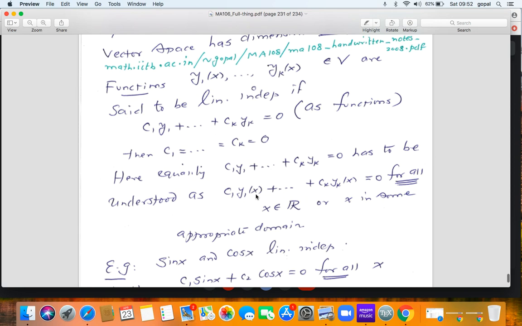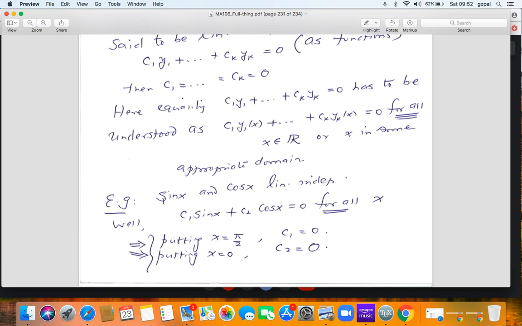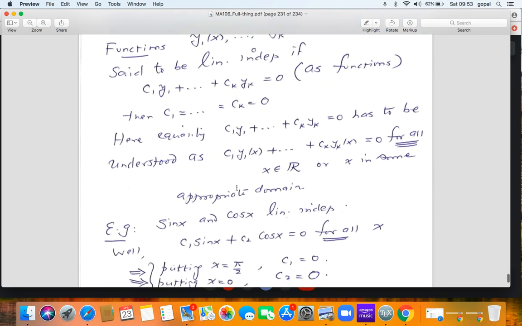That is, c1 y1(x) plus ... plus ck yk(x) is 0 for all x in R, for all elements in the domain. So for example, sin x and cos x are linearly independent, because if you stipulate c1 sin x plus c2 cos x is 0 for all x, then in particular it must be true for x equal to 0. That will force c2 to be 0. It must hold for x equal to pi by 2. That will give you c1 equal to 0. So sin x and cos x are linearly independent.